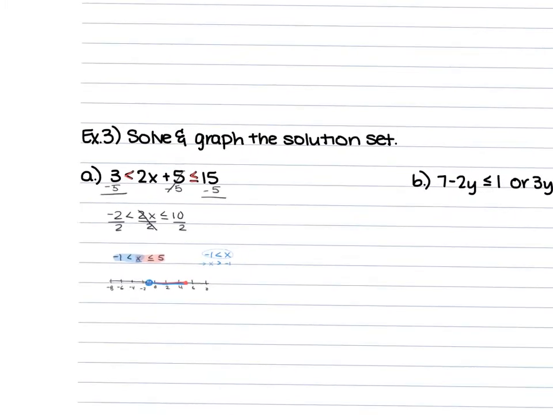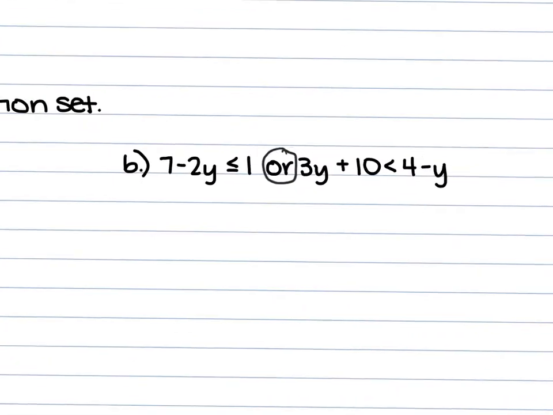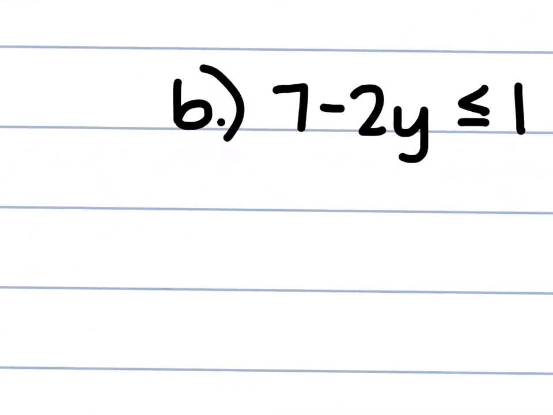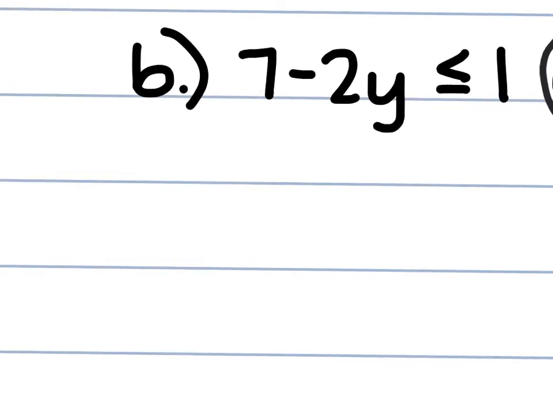Let's try B. Now notice that word or in here, which means it can be true for either one. Anything that's true for either one of them is an answer. So let's talk about this one first. There's 2 separate equations here. The first one is 7 minus 2y is less than or equal to 1. What am I going to do first? Let's subtract 7.